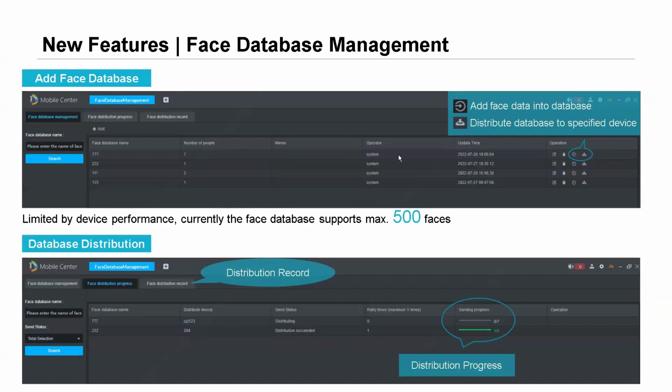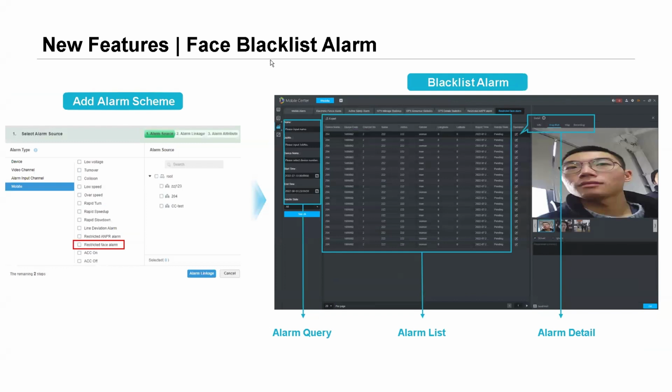So you can create a face database, add the number of people, and then we can choose to arm. Then you select which vehicles you want to send this specific database to, then you distribute, and that's it. Once you add someone to the face blacklist alarm, it triggers an alarm, and you get the notification on mobile center the moment this person is detected. For instance, in a police car, face and vehicle blacklist would be necessary.